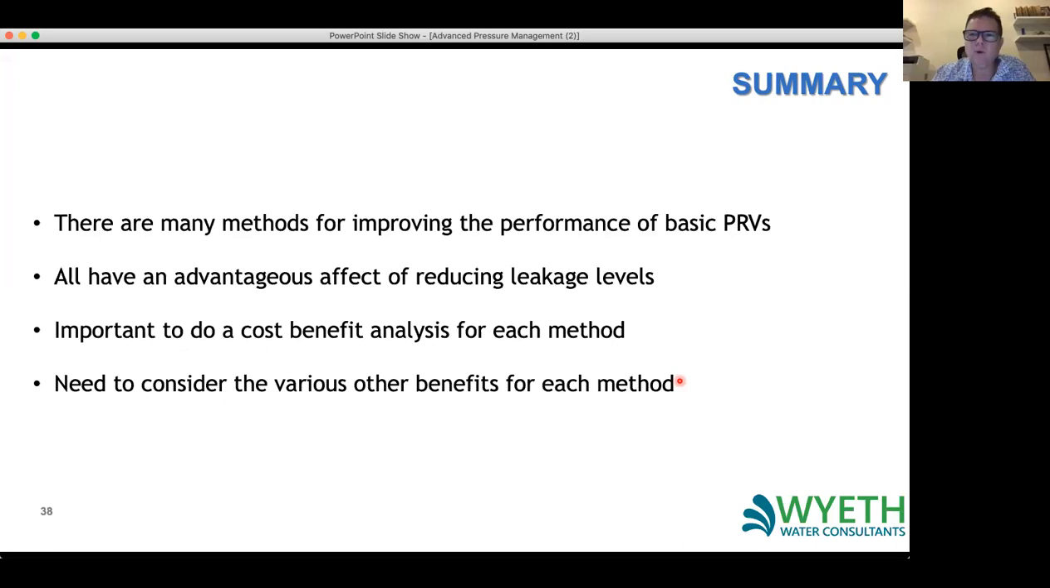And they all have an advantage of improving the leakage volume because you're reducing the excess pressure. But you need to really do a cost-benefit analysis for each method to find out how much it's going to save you compared to how much it's going to cost you to install and operate.